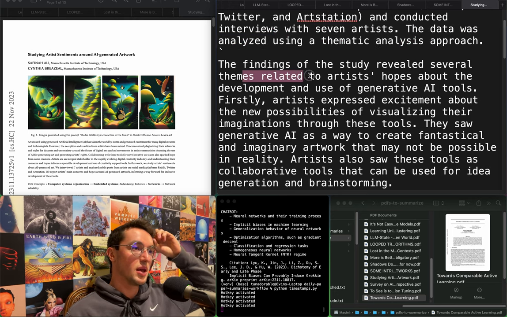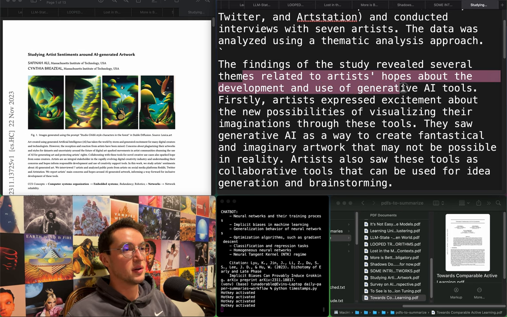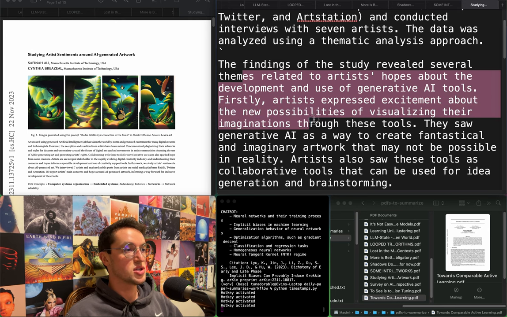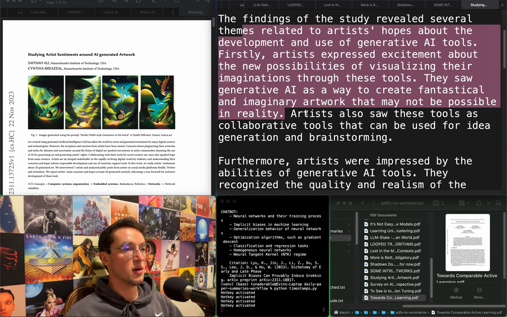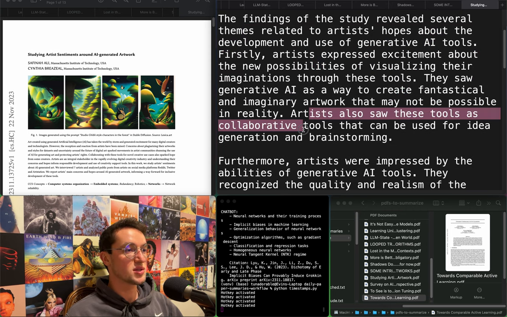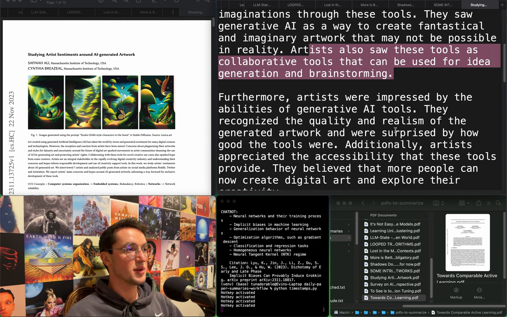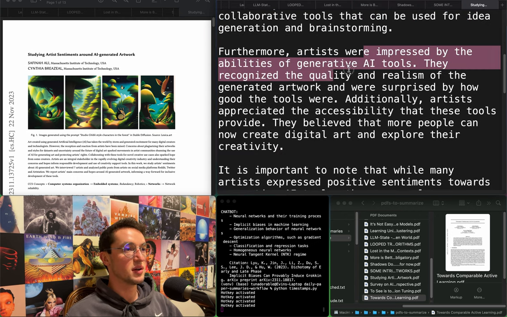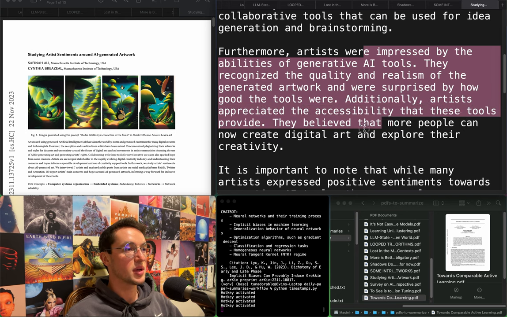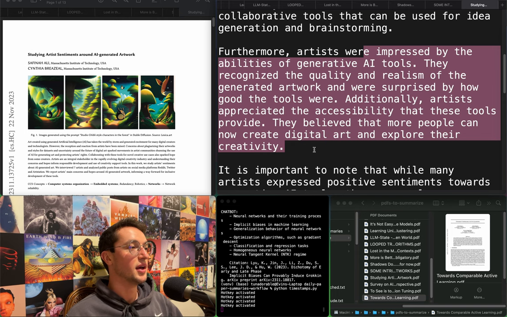Findings revealed several themes related to artists' hopes about the development and use of generative AI tools. Firstly, they expressed excitement about the possibilities of visualizing their imaginations through these tools. They saw generative AI as a way to create fantastic imaginary artwork that may not be possible in reality. They also saw these tools as collaborative tools that can be used for idea generation and brainstorming. Impressed by the abilities of generative AI tools, they recognized the quality and realism of the generated artwork and were surprised by how good the tools were. They appreciated the accessibility that these tools provide. They believe that more people can now create digital art and explore creativity.